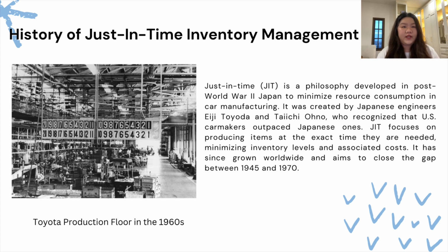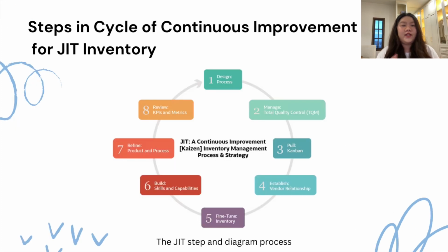These are the steps in the cycle of continuous improvement for JIT inventory. First, the design of the process. The second is to manage total quality control, which is TQM. Third, pull Kanban. Fourth is to establish vendor relationships. Fifth is to fine-tune inventory. Sixth, build skills and capability. Seventh is to refine product and process. And the last step is to review KPIs and metrics.